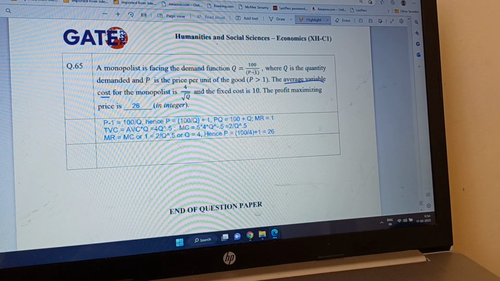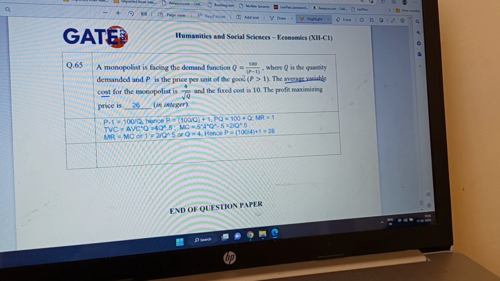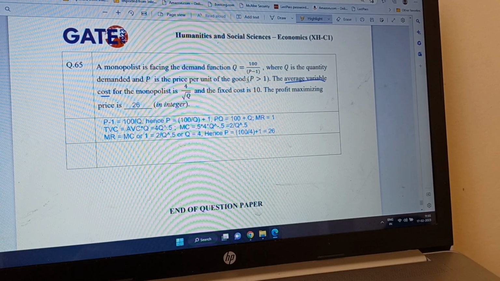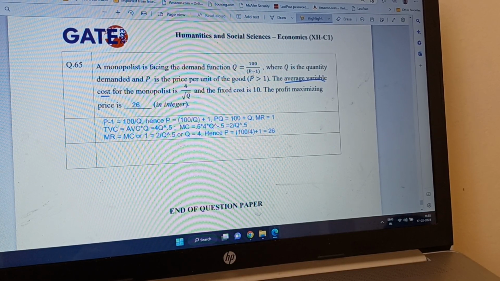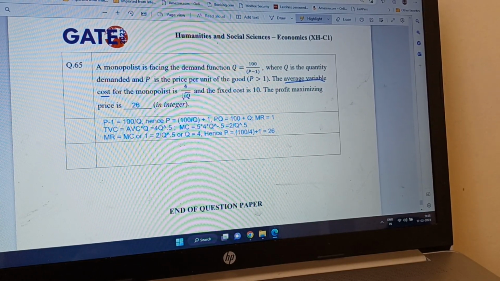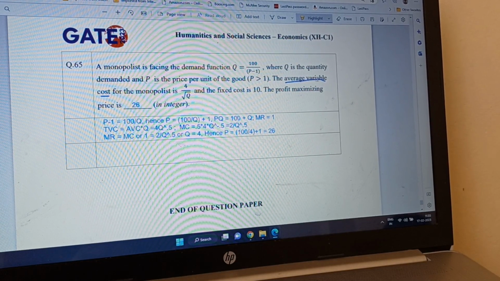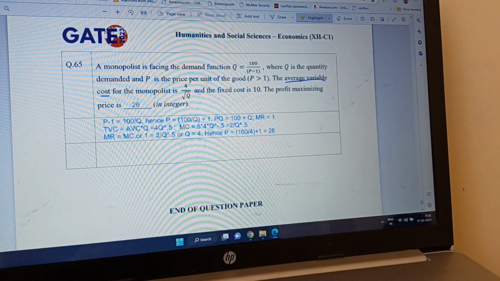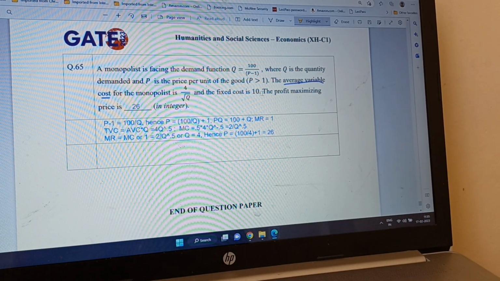So don't get scared. Where Q is the quantity demanded and P is the price per unit of good, P greater than 1. Okay, if it is equal to 1, then this becomes infinity. So the average variable cost of the monopolist is 4 by root Q. So here it is average variable cost. Yeah, pay attention to this. And the fixed cost is 10. The profit maximizing price is, let's calculate.